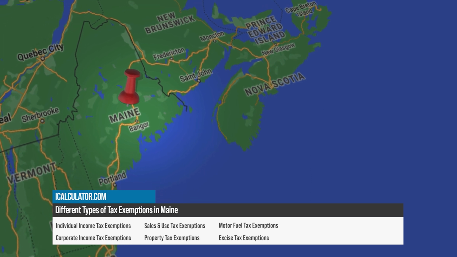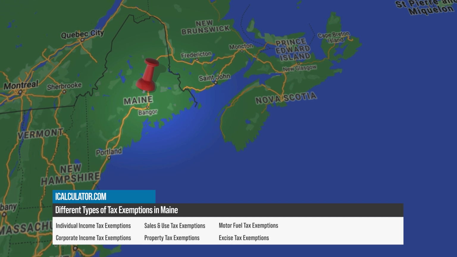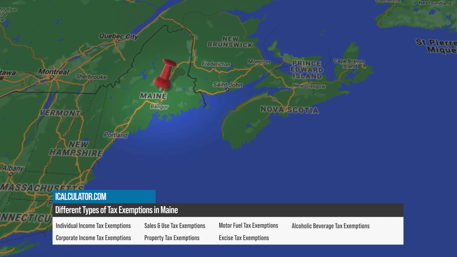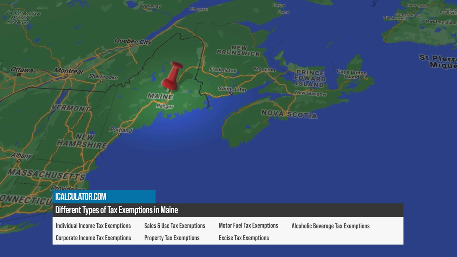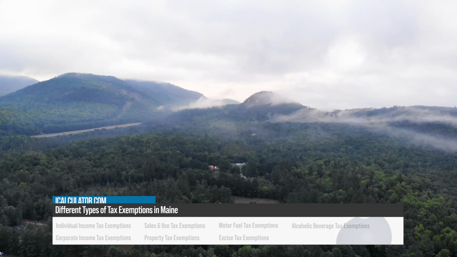Tobacco tax exemptions. Exemptions include sales to the U.S. government and sales for export outside the state. Alcoholic beverage tax exemptions. Exemptions include sales to the U.S. government, sales for export outside the state, and certain sales to non-profit organizations.